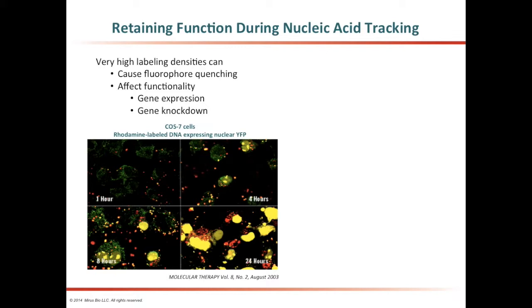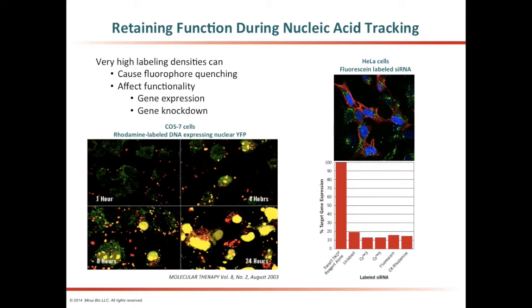This example shows Cos7 cells transfected with a rhodamine-labeled plasmid that encodes YFP. As you can see in these images, you can begin to detect red puncta at 1 hour post-transfection that are the fluorescently labeled complexes. At 4 hours post-transfection, this labeled DNA starts expressing nuclear YFP, and the expression increases at later time points of 8 hours and 24 hours. This implies that there are no substantial negative impacts on transcription or translation.